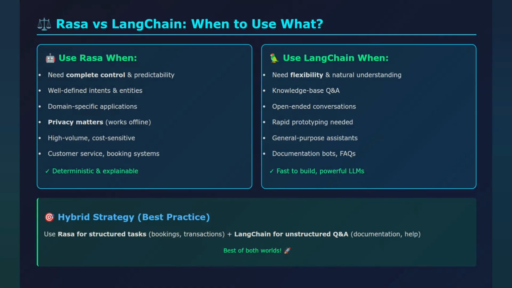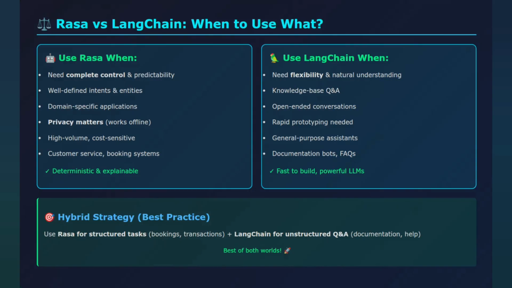So, Rasa versus LangChain. Which should you use? Here's my take. Use Rasa when you need complete control and predictability. Rasa is perfect for domain-specific chatbots where you have well-defined intents and entities. Think customer service bots, booking systems, FAQ bots. Rasa works offline, so it's great for privacy-sensitive applications like healthcare or banking. It's also more cost-effective for high-volume applications since you're not paying per API call.